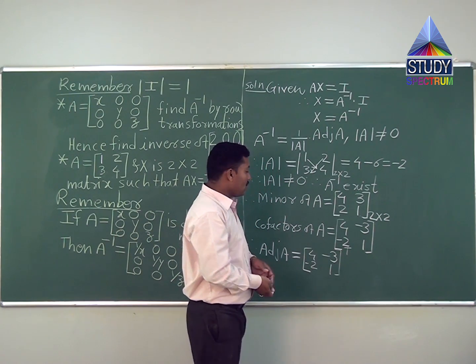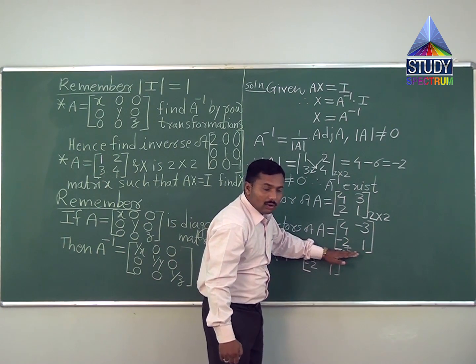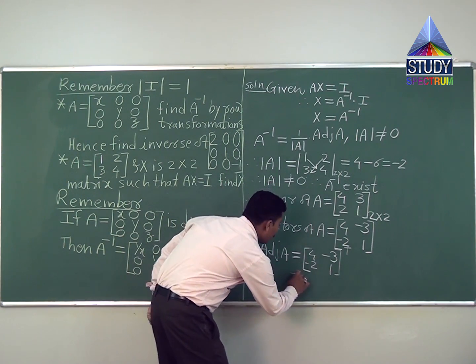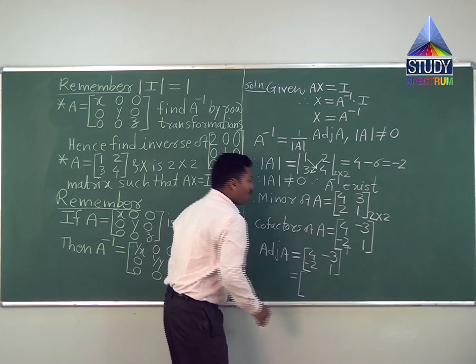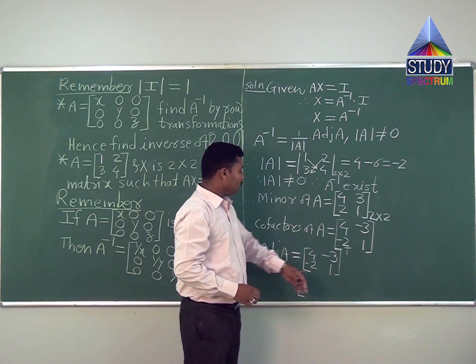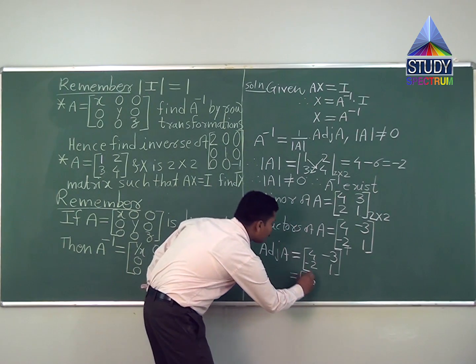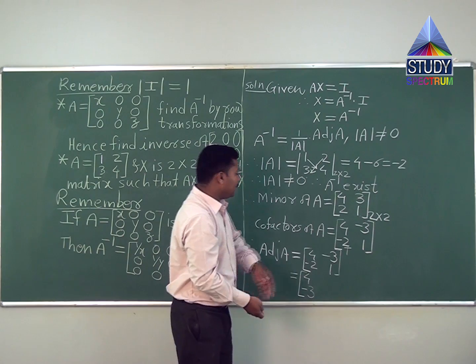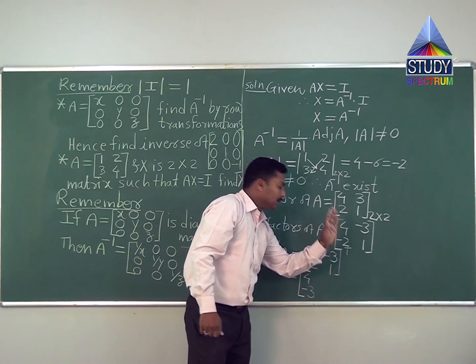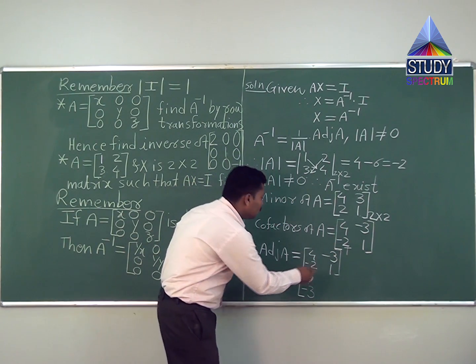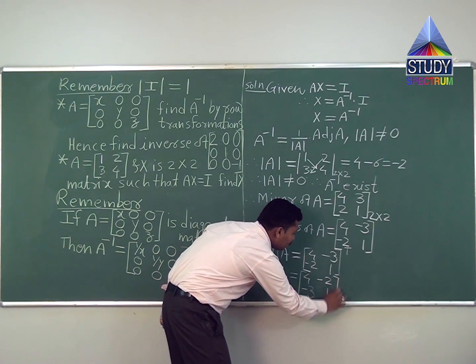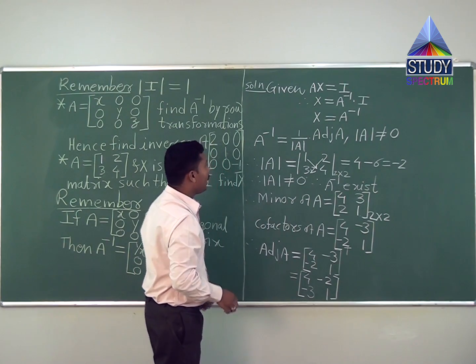Transpose means convert the row into column. So first row becomes first column. So first column is 4, minus 3. Second row becomes second column. So second column is minus 2 and 1. So this is our adjoint of A.